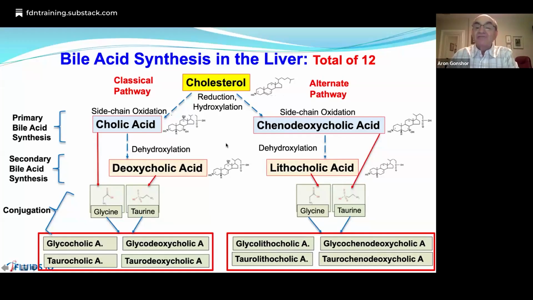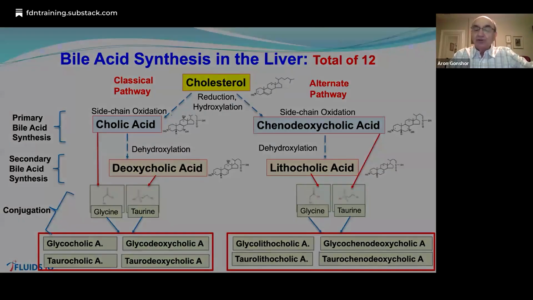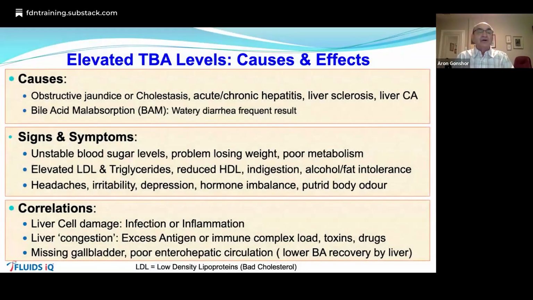8 and 4 gives you 12. So you've got 12 bile acids that are in the kidney, in the liver, coursing through the body, doing what they need to do. And so you need to know, what are elevated total bile acids, TBA levels? What are some of the causes and what are the effects of that?